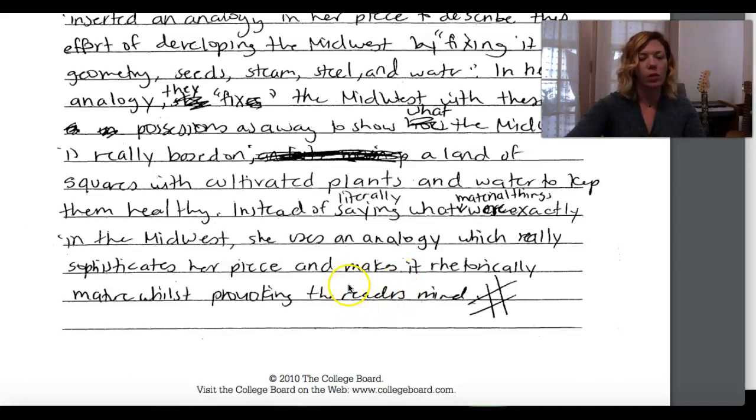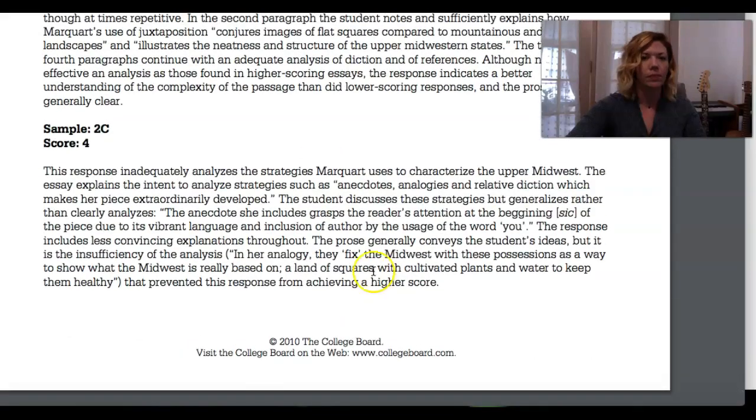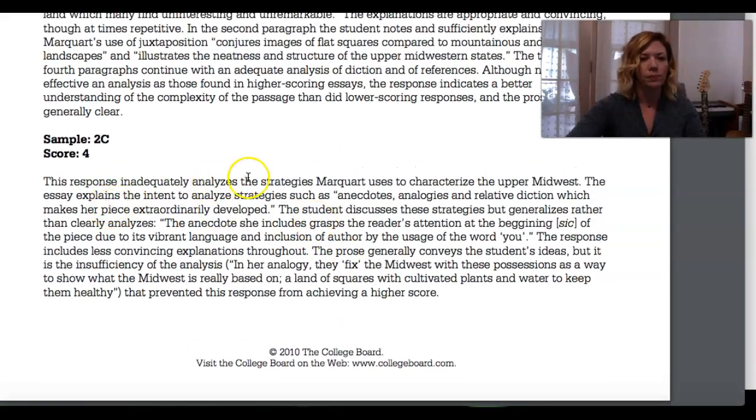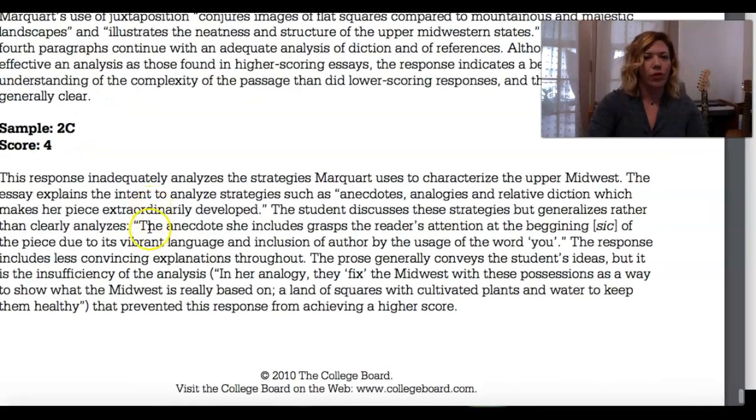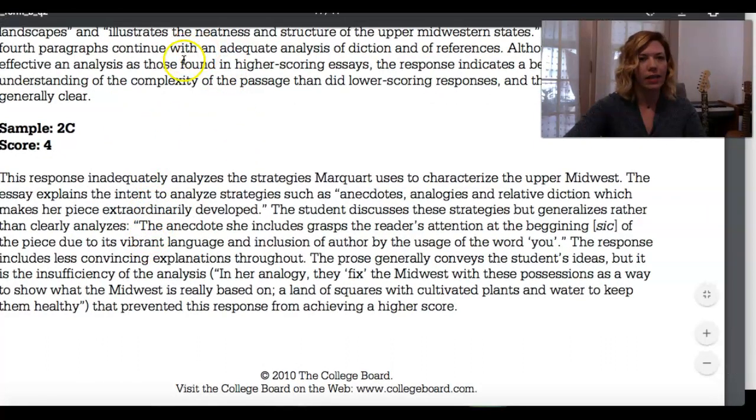Okay, let's look at what the commentators had to say. So the commentary for this one. Okay, so this essay made a 4. That is not passing. That is not passing, unfortunately. So the 4 is a D, which is not considered a passing score on the AP exam.